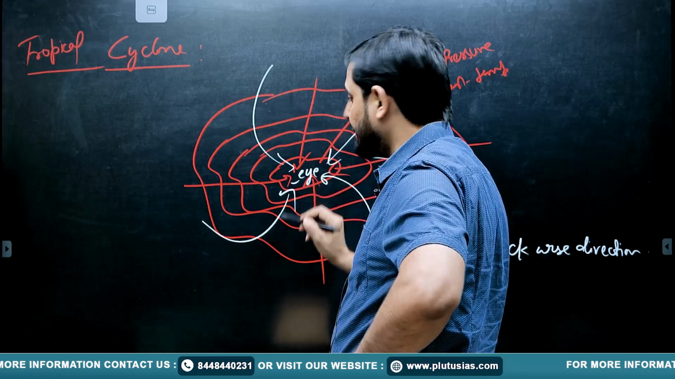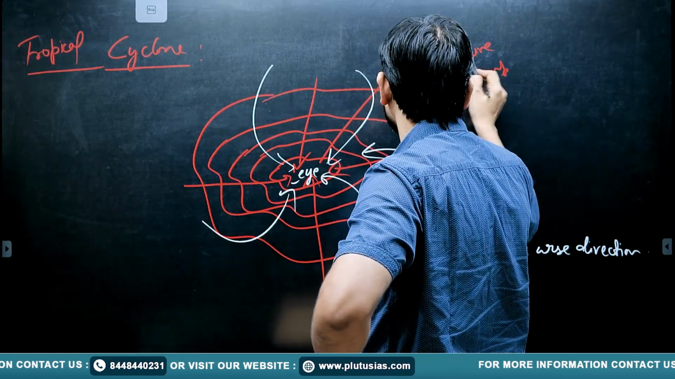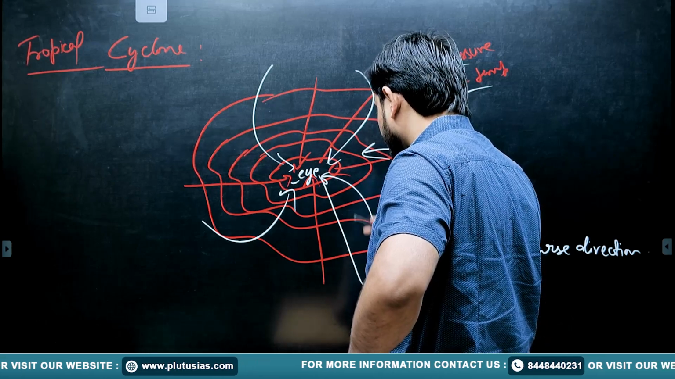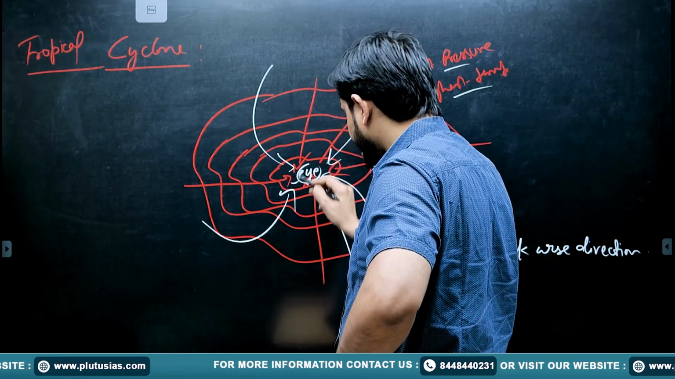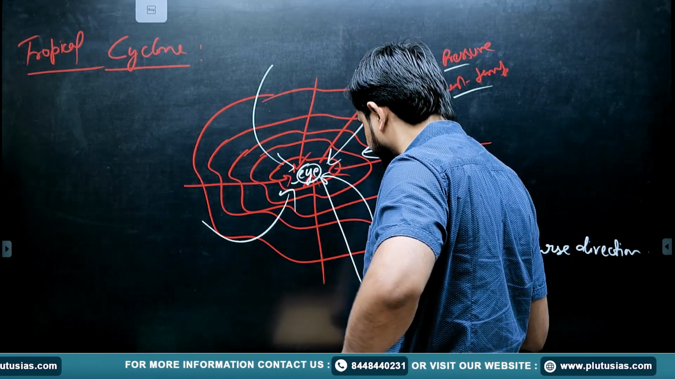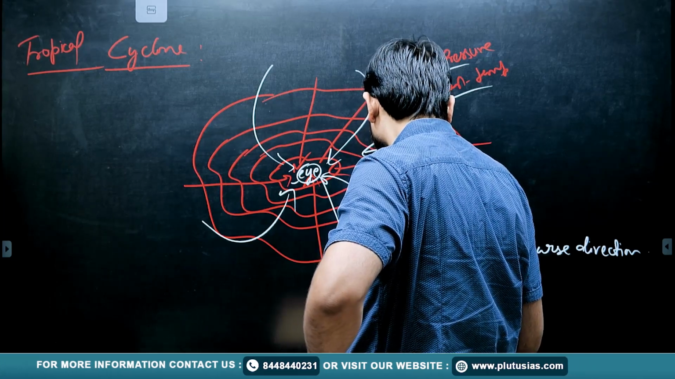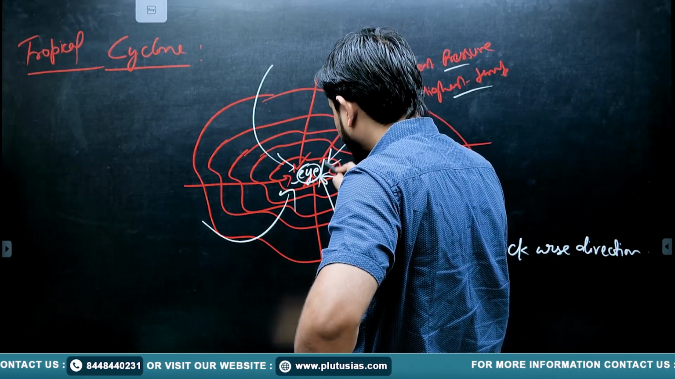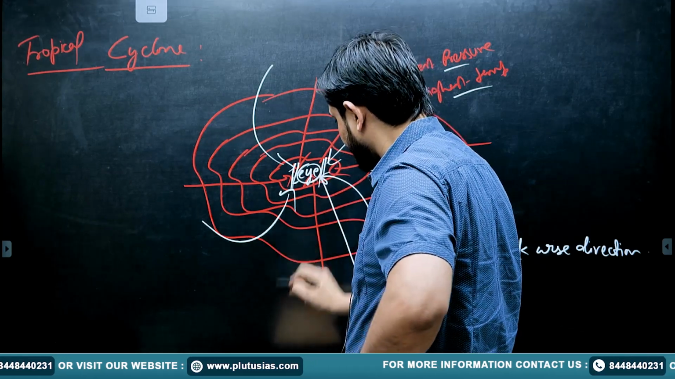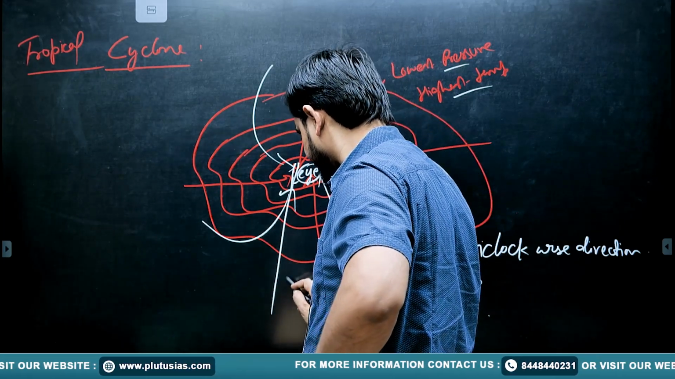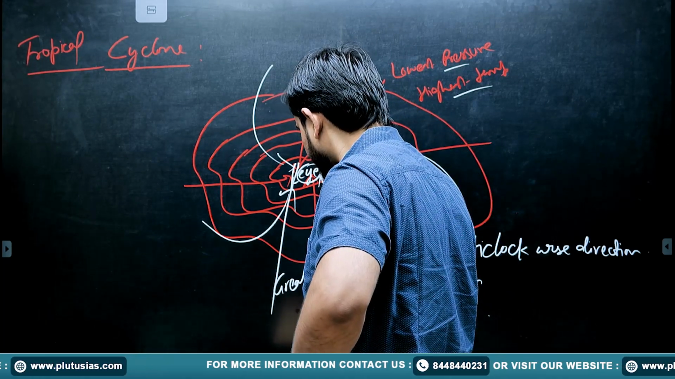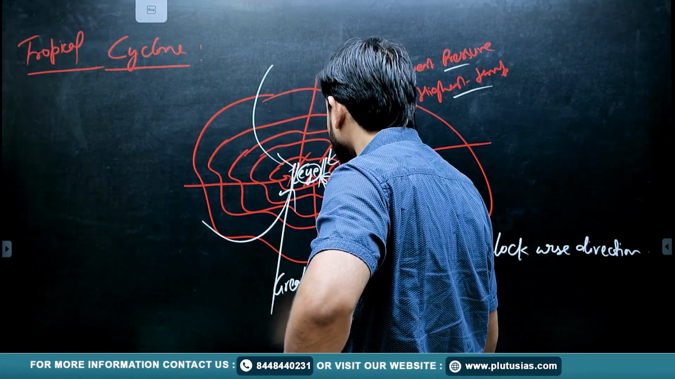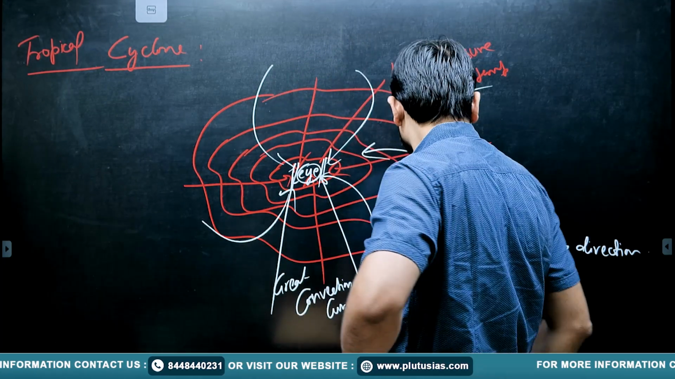So this is the eye of the cyclone, having the lowest pressure and highest temperature. In the central point, we experience descending air mass, and around this eye there is ascending air mass or great convection current that rises. So this is about the tropical cyclone.